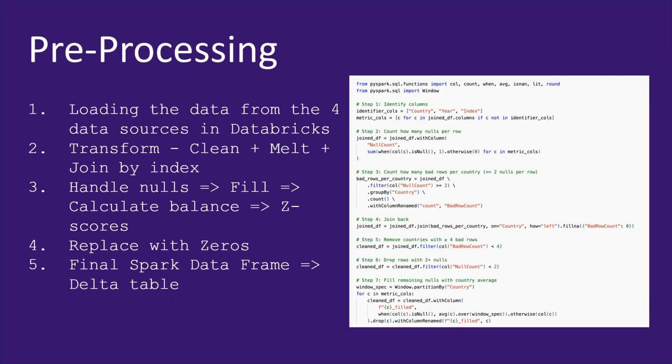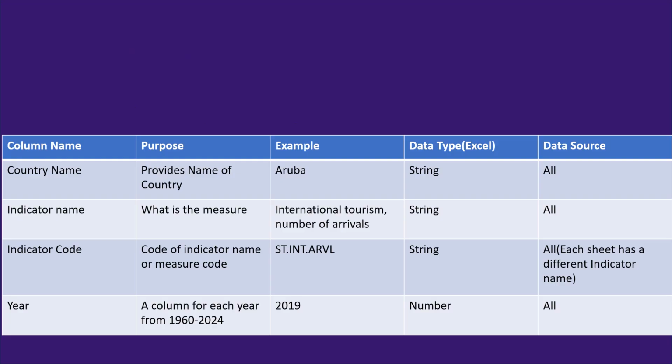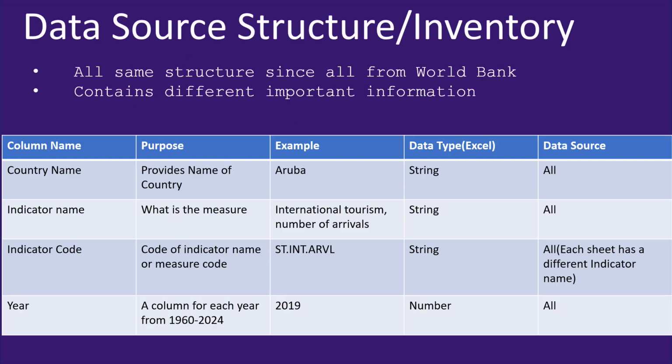This slide just shows the code of our pre-processing step where we loaded the data from our four data sources, performed a transformation and cleaning, and ultimately ended up with our SQL table that we can use in Databricks for all the subsequent tasks. This is a raw data source in which every sheet has a country name and a year. The only thing that will be different is their indicator name, which is pretty much just their measure. So for example, for our arrivals Excel sheet, it will be the number of arrivals.